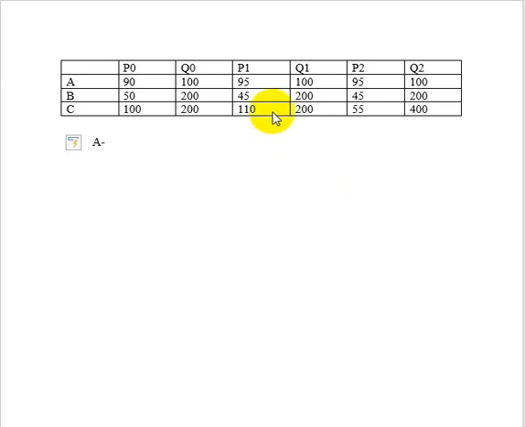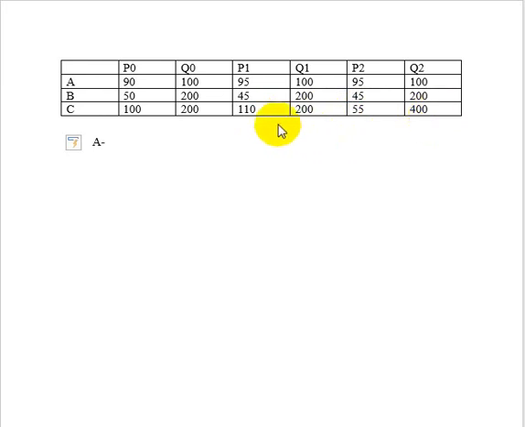This table summarizes what happened for the three stocks from period 0 to period 1. Starting with stock A, its price increased from 90 to 95. Stock B had a drop in price, and stock C had an increase in price. But at period 2, stock C had a split 2-for-1, which means that its price was halved to 55 and the number of shares was doubled to 400.